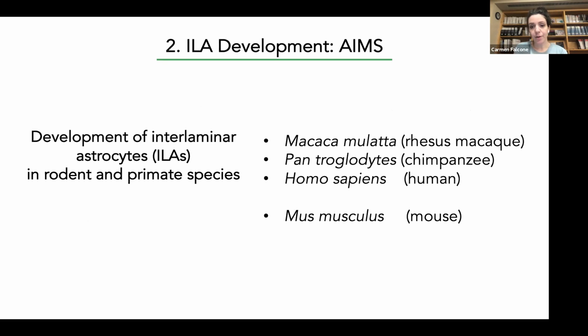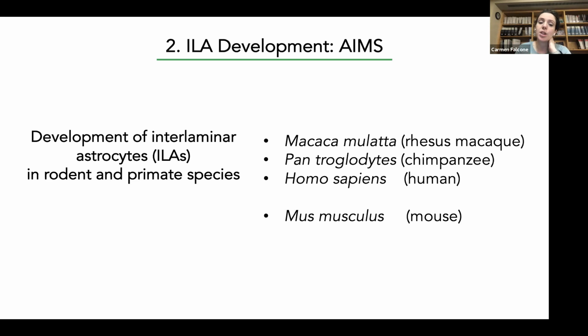Moving to the second part of my talk, we wanted really to study the development of these astrocytes. Again, it was very difficult to think about in vivo experiments, like the lineage tracing experiments that you usually do in mouse to trace a lineage to understand how they develop.